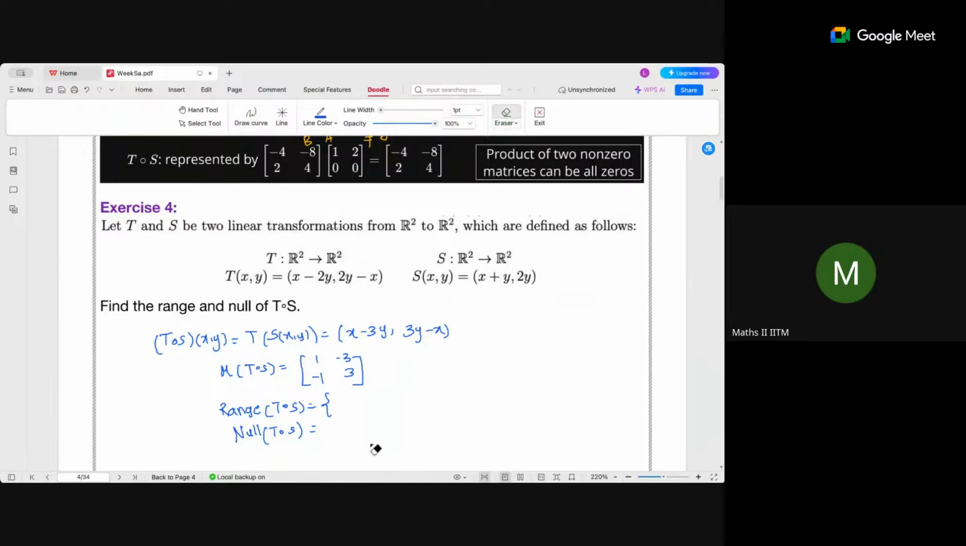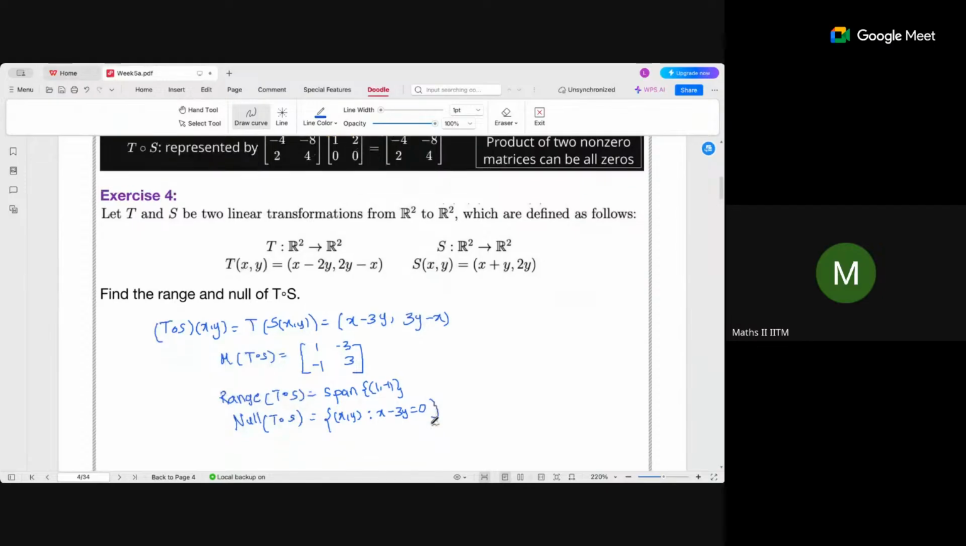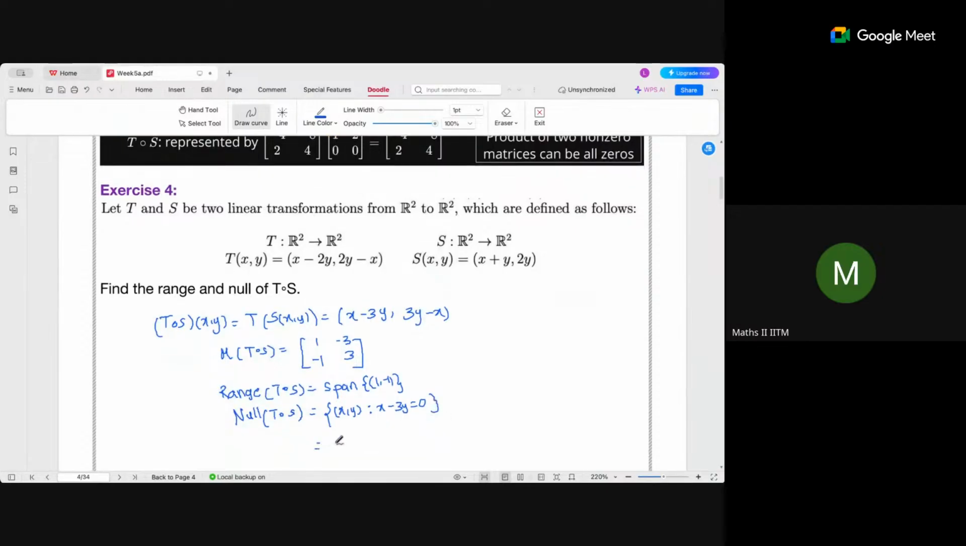Maybe you can give me a spanning vector. It is the span of which vector? 1 minus 1. Yes. And the null space: first let me write the set and then we can write it as a span of some vector. So it is x minus 3y equal to 0. Correct? So which is a span of which vector?